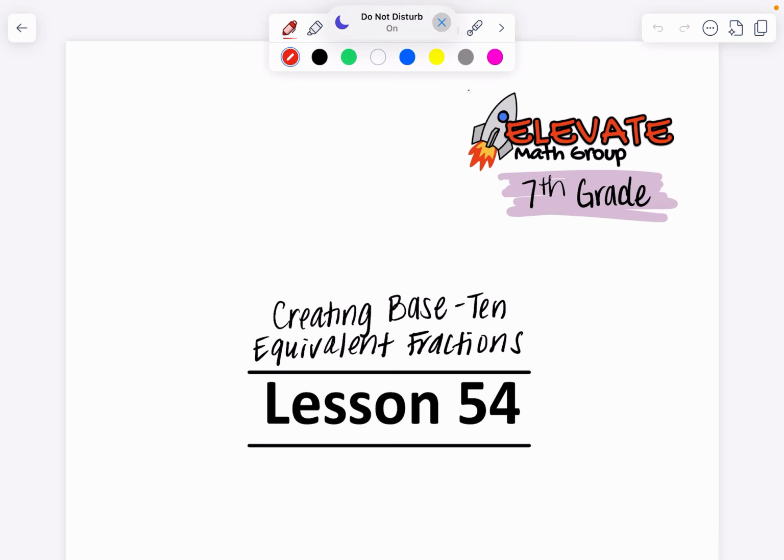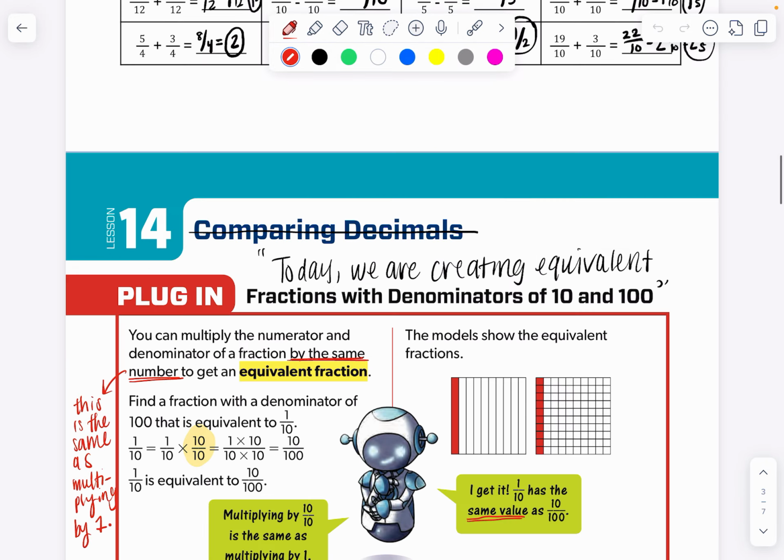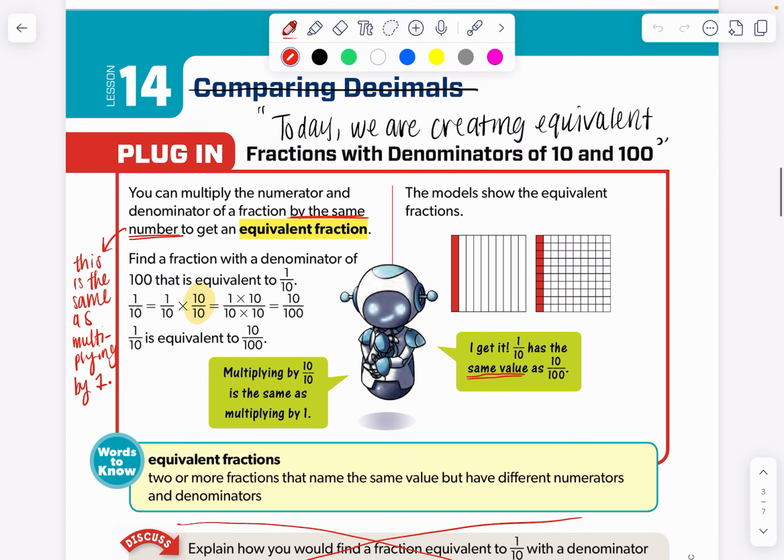Hi everyone, this is 7th grade Elevate lesson 54 on creating base 10 equivalent fractions. So today we are creating equivalent fractions with denominators of 10 and 100. We know that base 10 students can create equivalent fractions with denominators of 1,000 as well, or even greater than that. However, our focus today is on converting our 10s to our hundreds and our hundreds back to our 10s.